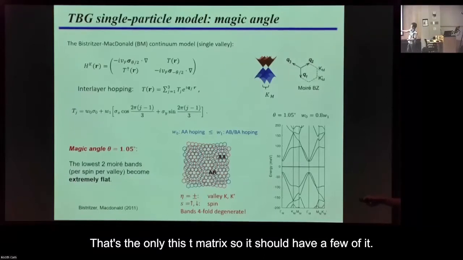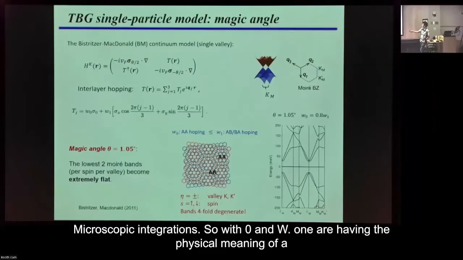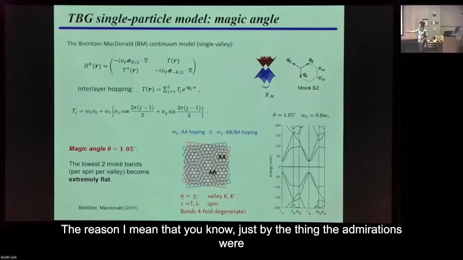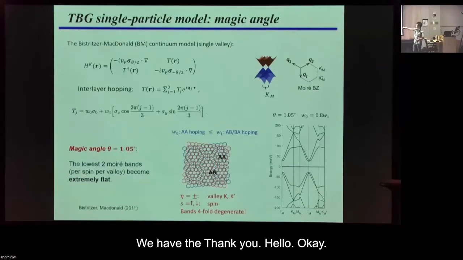And it turns out the T_j matrix takes this form. And if you go down to the microscopic derivations, this W0 and W1 have the physical meaning of the so-called AA hopping and AB hopping. The reason being that, as you know, in this moiré pattern, we have regions where the A sublattice is on top of the A sublattice of the other layer. That's called the AA region. And we have the AB region similarly. And you can note that this W0 term is the coefficient of sigma zero, which is the identity matrix. So that means it's a hopping between the same sublattice in the two layers. So that's why W0 is the AA hopping, and W1 is the AB hopping.